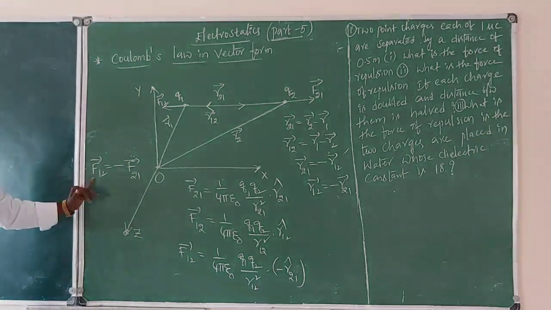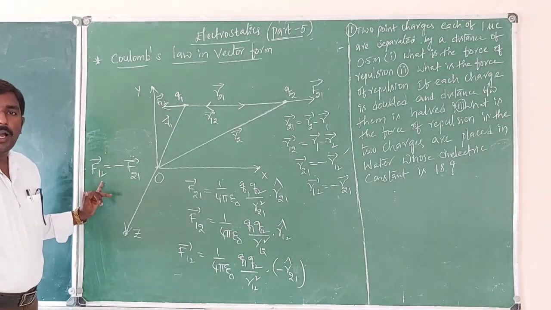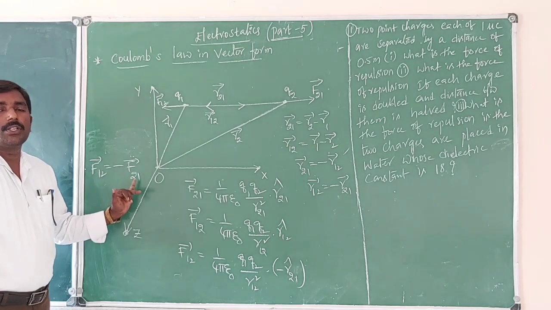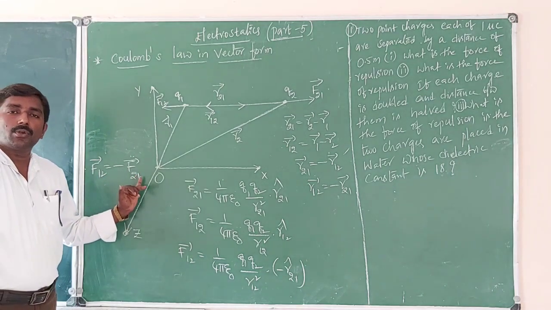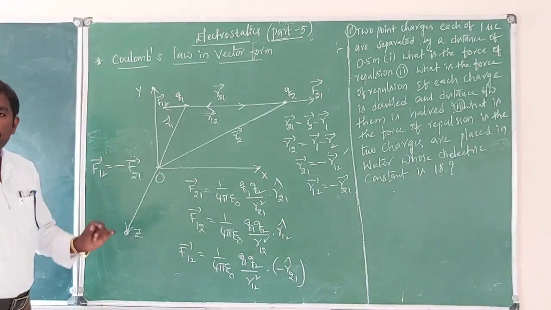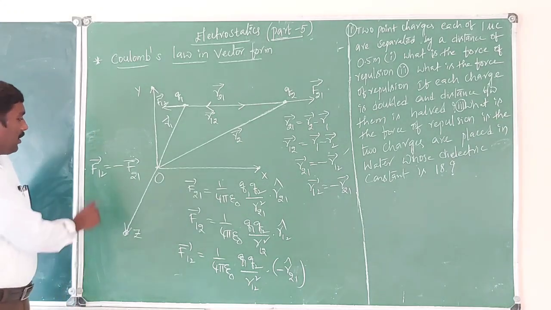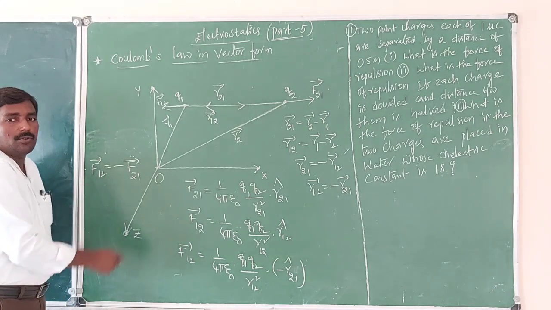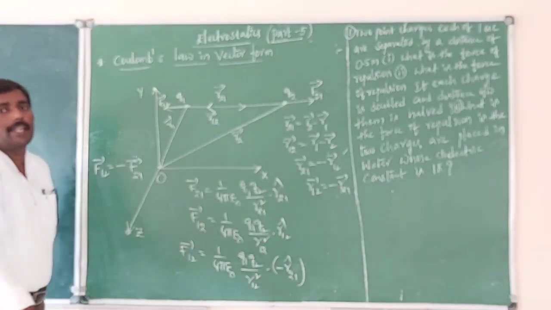So finally we conclude that Coulomb's law agrees with Newton's third law. That is, every action has an equal and opposite reaction. F12 is equal to minus F21. Both are equal in magnitude, opposite in direction.